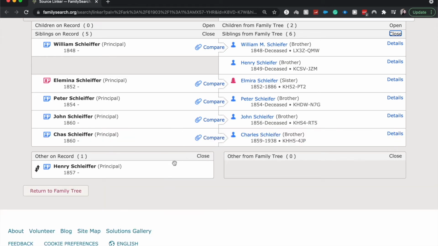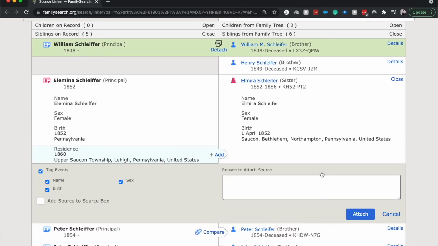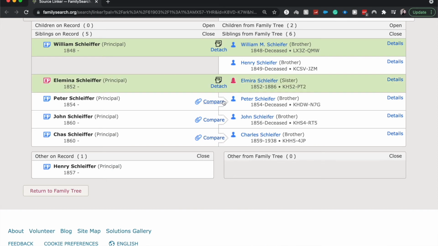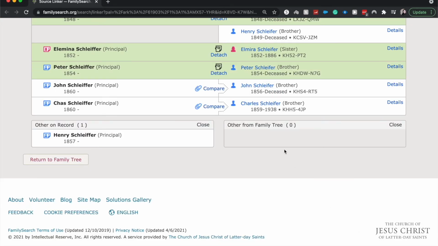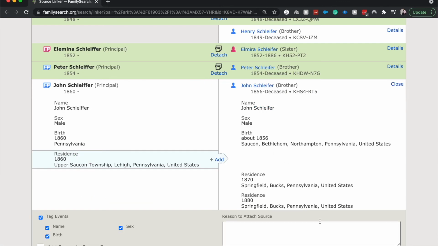So there is a Henry, but it looks like the birth dates aren't too close, even though the name is close. This could be an indexing error, but I don't want to attach it now until I have the time to go through and look at the specific record. So I'm just going to attach the other siblings where the names and the dates matched up.